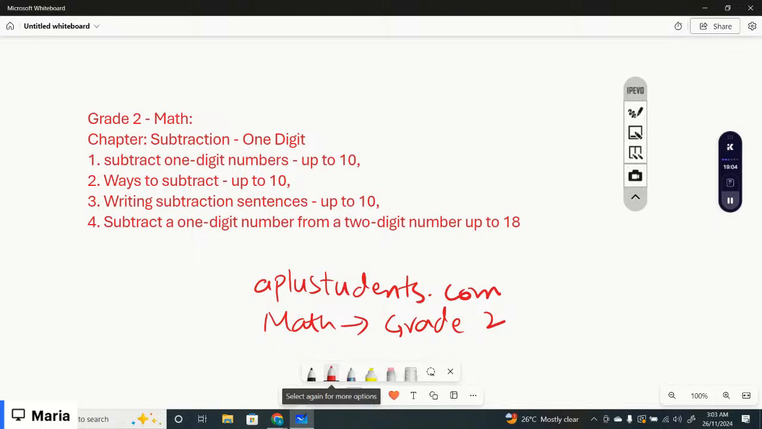We're going to start with the chapter subtraction one digit. The lessons we are going to cover from the chapter are subtract one digit number up to 10, ways to subtract up to 10, writing subtraction sentences up to 10, subtract a one digit number from a two digit number up to 18. So basically, we're going to learn how do we subtract, right? The concept of subtraction we're going to learn today.